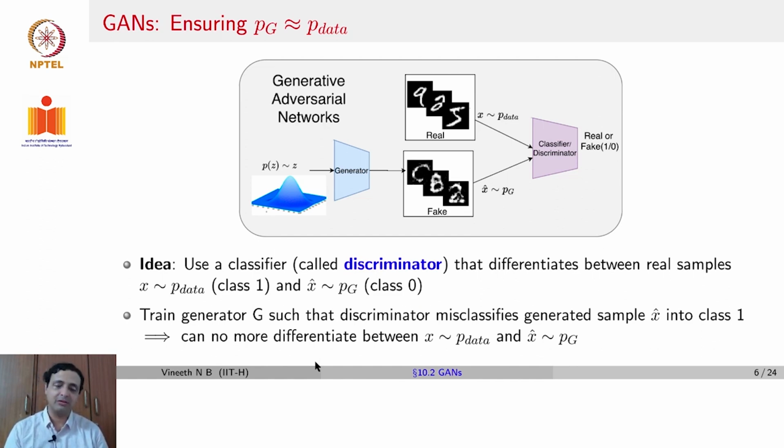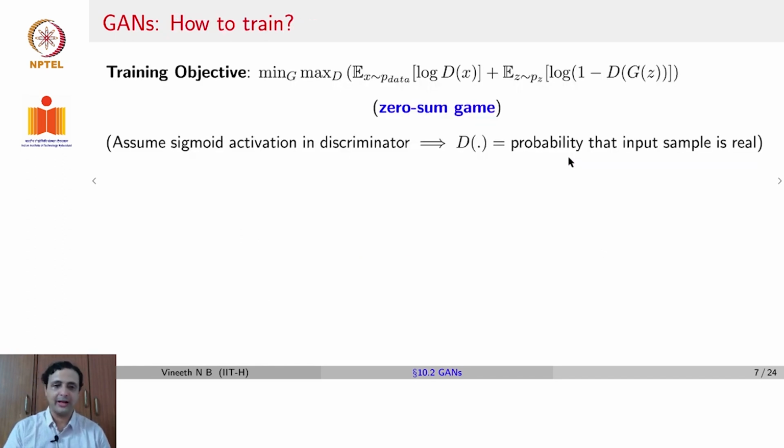The job of the discriminator is to separate the fake samples, by which we mean the generated samples, from the real samples, and the job of the generator is to fool the discriminator. So you can also consider this like a cop and thief game, where the discriminator is like a cop that can separate real and fake, and the job of the generator is to fool the discriminator. That's the overall idea. How do you train such a generator and a discriminator?